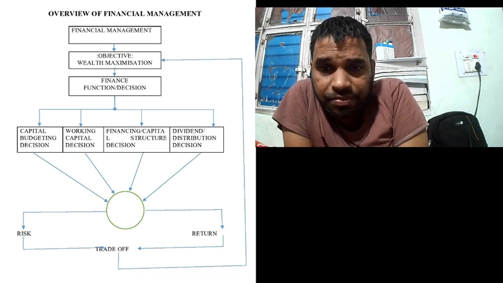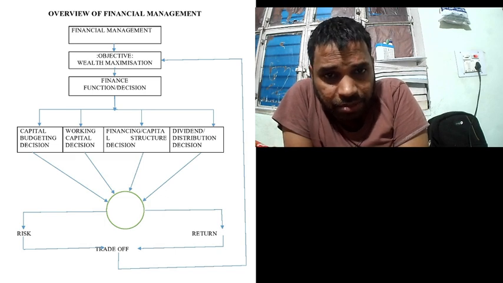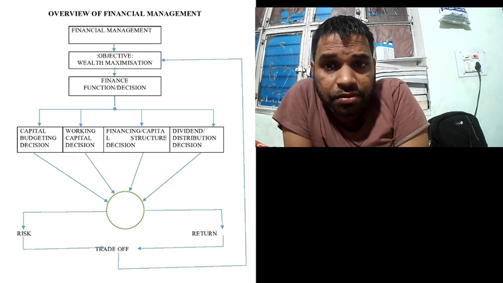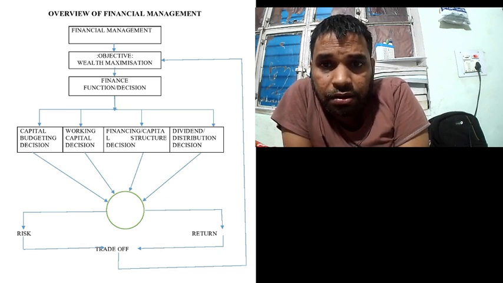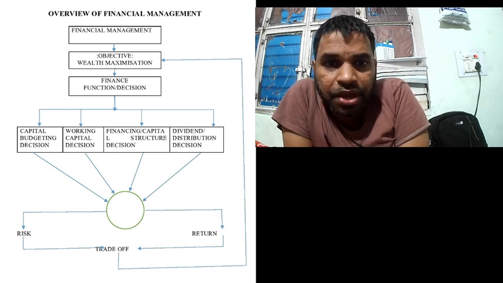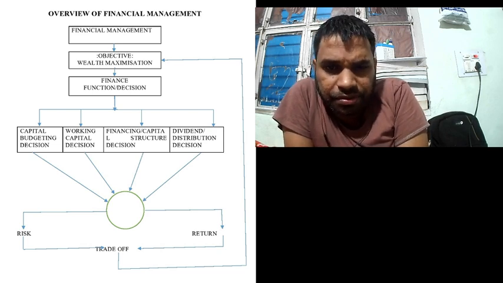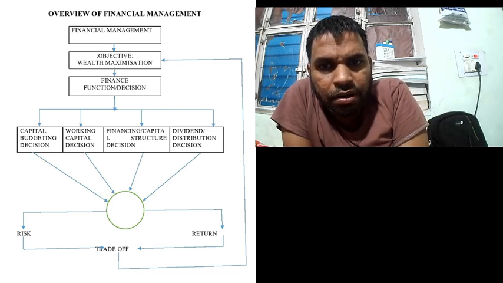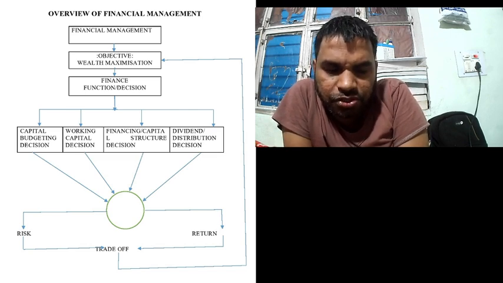So as we have seen, let's recap. We have the subject financial management, and the objective is what? Wealth maximization. And how is this objective achieved? There are four functions to be performed: capital budgeting decision, working capital decision, financing or capital structure decision, and dividend distribution decision. All these four decisions are interrelated, one depends on another. So the manager, or to be precise, the financial manager, has to strike a balance between these four.